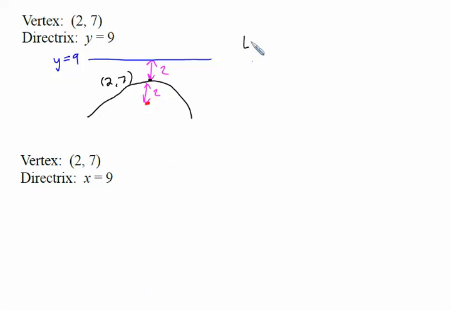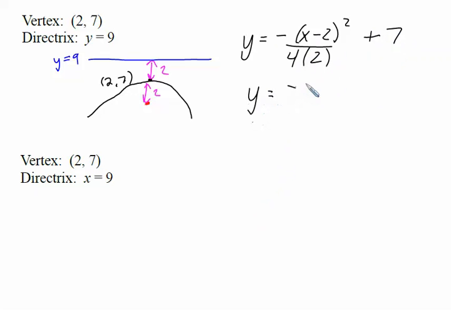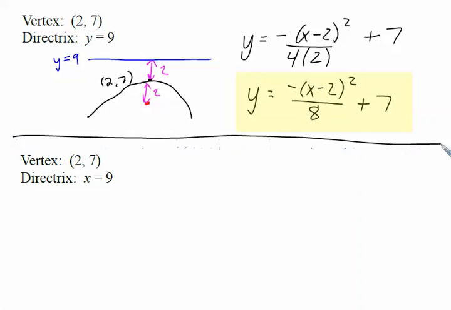This is opening down, so it's going to look like y is equal to x minus 2, the quantity squared, and that's coming from the center of the vertex at 2, 7. We're going to have a plus 7 over on the side, and then the equation, since it's going down, will have a negative, and it's divided by 4 times c. In this case, c is 2. So our final equation for this parabola is y equals negative, the quantity x minus 2 squared, all divided by 8 plus 7. Once we get the hang of these, they're pretty quick.